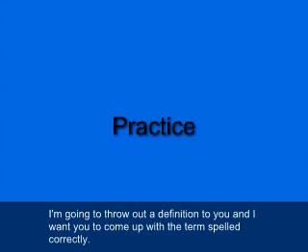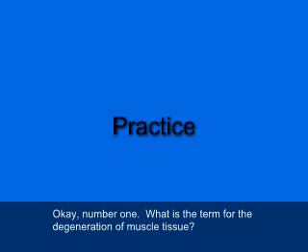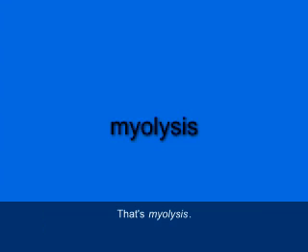Okay, that covers the pathologies. Now we're going to go back and do some practice. I'm going to throw out a definition to you, and I want you to come up with the term spelled correctly. Okay, number 1. What is the term for the degeneration of muscle tissue? That's myolysis.